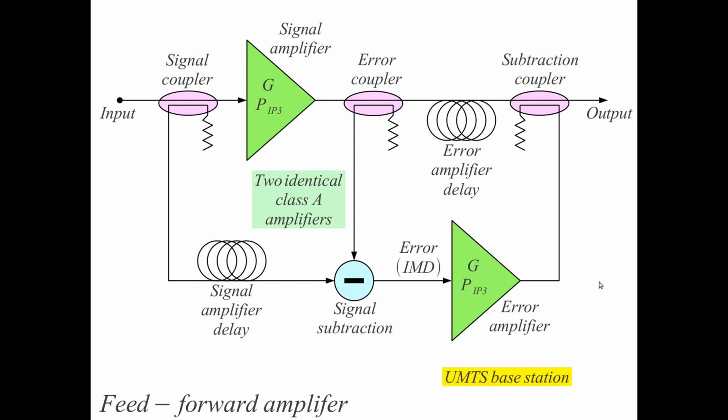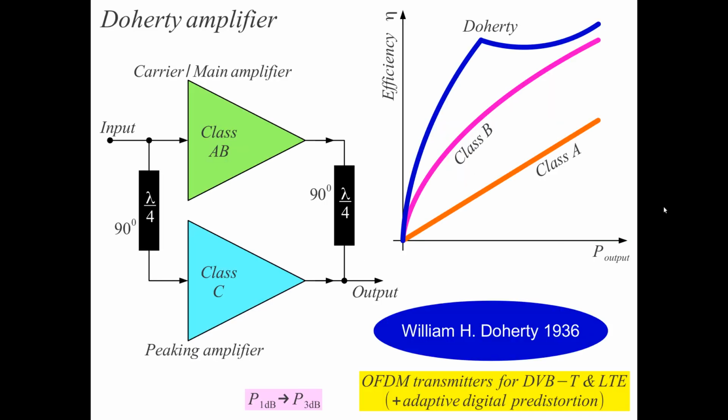But part of the inefficiency of the UMTS base station was also given by this feed-forward design. This is all that people could do at that time. The really efficient trick is a little bit different. The really efficient trick is not that young. It was already invented by an American engineer, William Doherty, back in 1936.